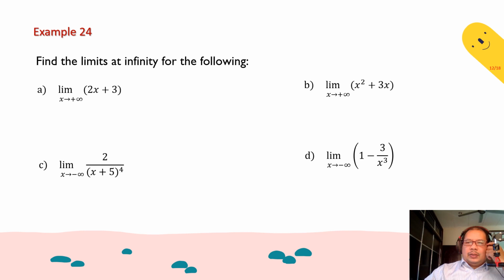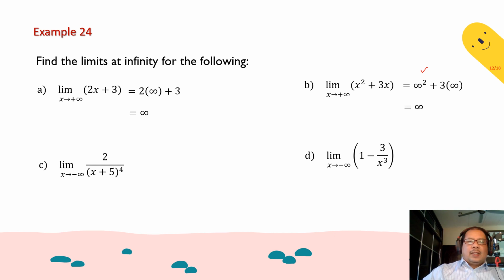Okay, now look at example 24. Find the limit at infinity for the following. The limit as x approaches positive infinity of 2x plus 3. You substitute infinity, 2 times infinity is infinity, plus 3 also infinity. So the answer is infinity. B, x approaches infinity, you substitute x with infinity. Infinity squared times 3, you get infinity, plus 3 times infinity is infinity, infinity plus infinity is infinity.